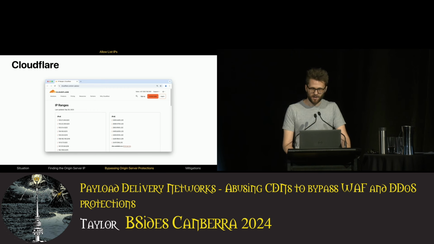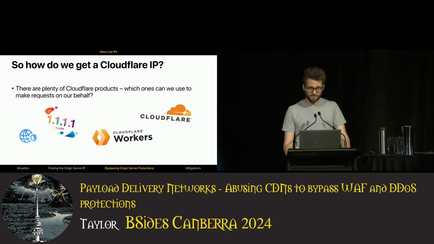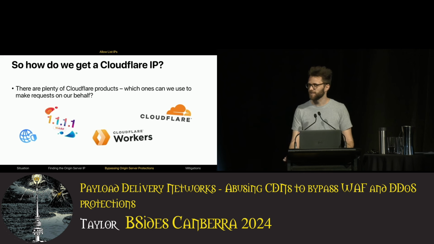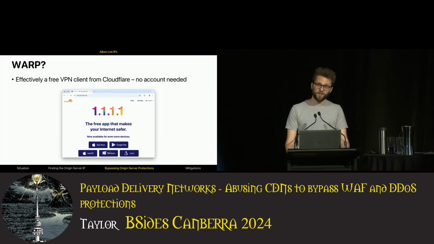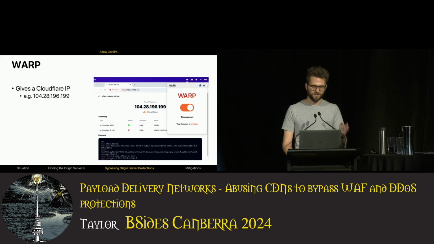So as an attacker, the question becomes, how do we get a Cloudflare IP? Right. There are plenty of Cloudflare products out there, and which ones can we use to make requests on our behalf? There's Warp, there's Workers, there's classic DNS, and interestingly enough, even iCloud Private Relay often uses Cloudflare IPs, so we have a bunch of products available to us. So we'll start off with perhaps the most simple, which is Warp. Right. It's effectively a free VPN client from Cloudflare. You don't need an account, you just download the client, and then you get Cloudflare IPs. Right. So you turn it on, and you get a Cloudflare IP. So in this case, 104.28.x.196, whatever.